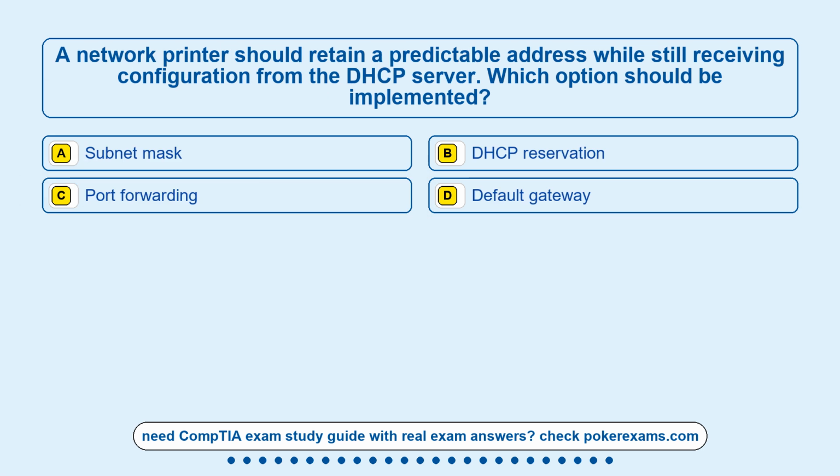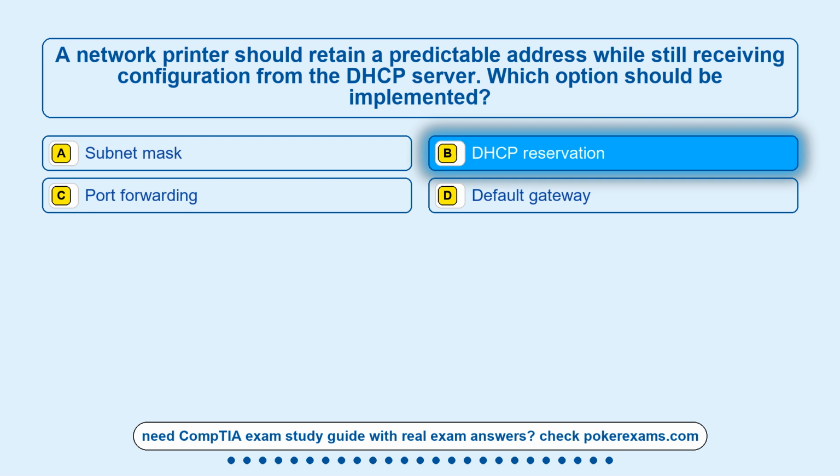Question 8. A network printer should retain a predictable address while still receiving configuration from the DHCP server. Which option should be implemented? Option A, subnet mask. Option B, the DHCP reservation. Option C, port forwarding. Option D, default gateway. The correct answer is option B, DHCP reservation.